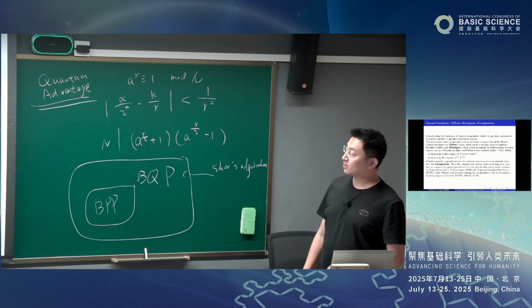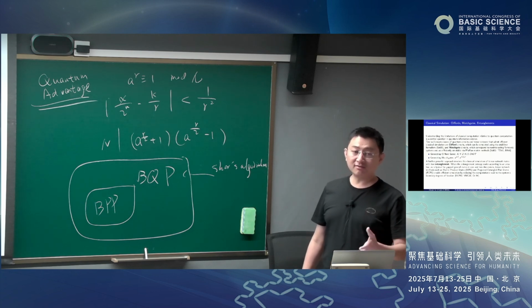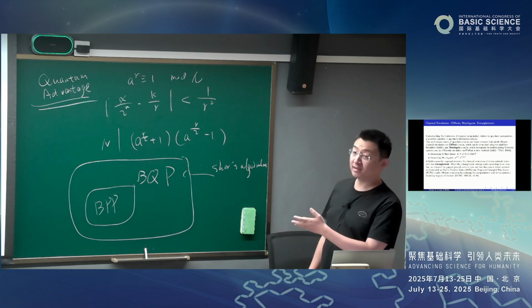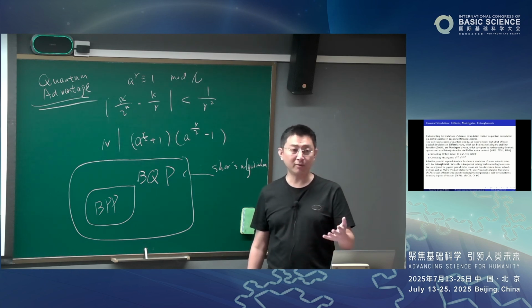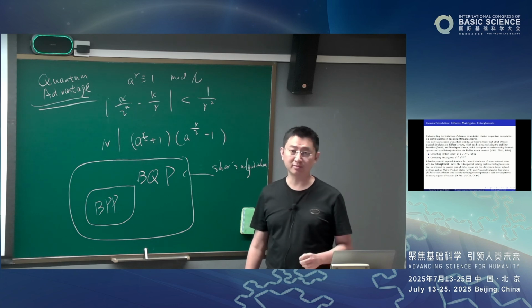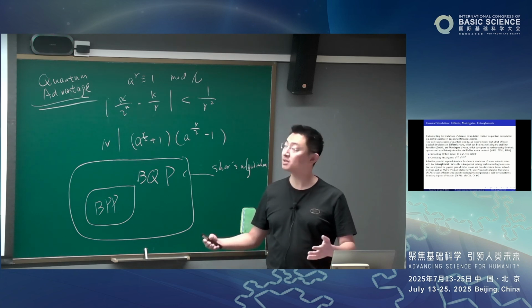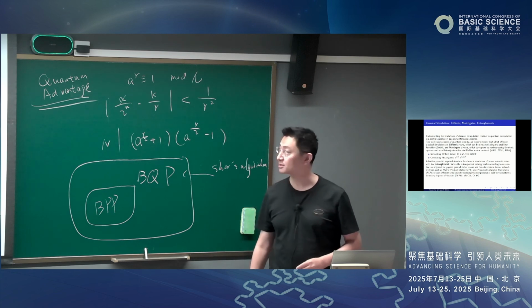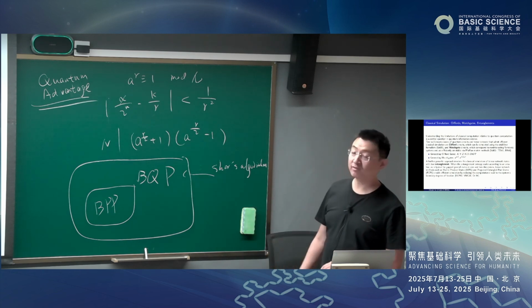So to really understand which algorithms really have this kind of quantum advantage, somehow we need to know how far we can use the classical computer to simulate those quantum circuits. What's the limitation of classical simulation methods? And there have been several powerful classical simulation methods.